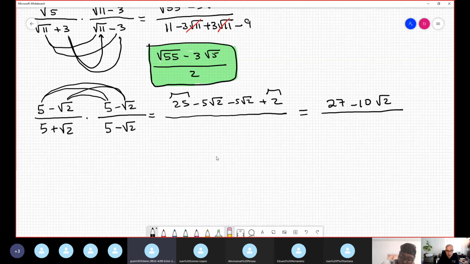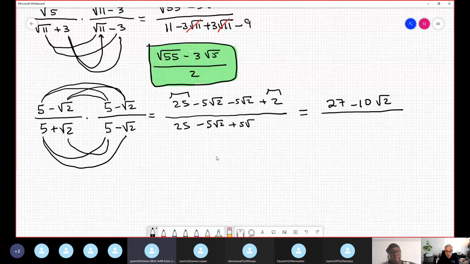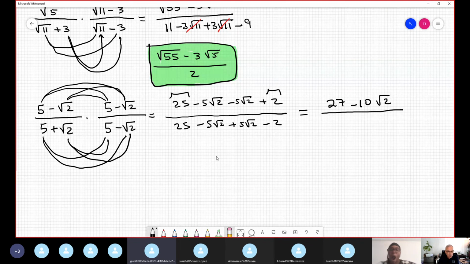Okay, magically, I suppose the radical disappears. Foil. 5 times 5, 25. 5 times negative radical 2 is minus 5 radical 2. So far it's similar. But this case is positive, not negative. The reason is conjugate, not twin brother. Plus 5 radical 2. And finally it is minus 2.